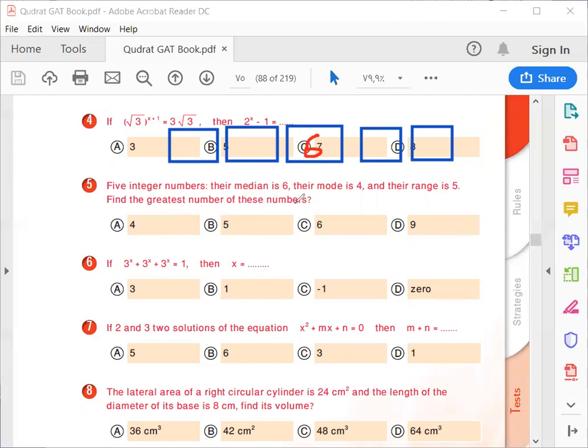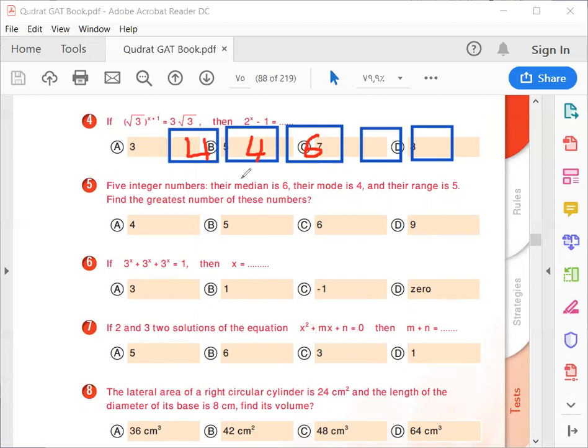And he said their mode is 4. So 4 is repeated twice. 4 is repeated twice, and 6 is in the middle.